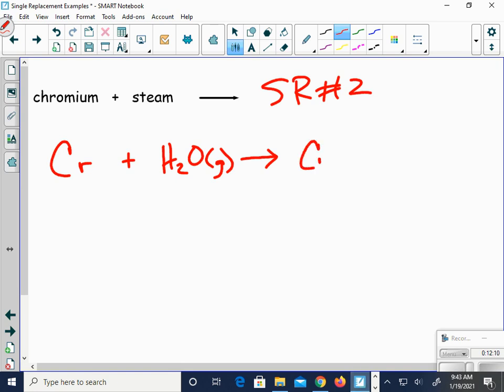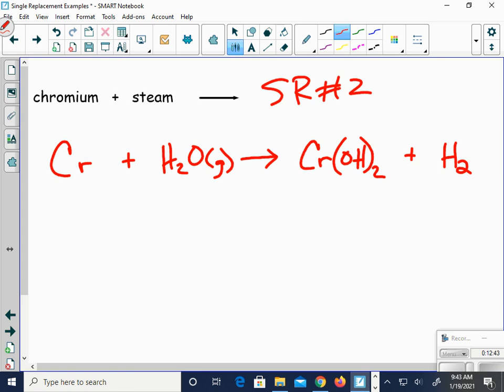So I'm going to put chromium 2 hydroxide. Remember, hydroxide's a -1. Chromium 2 hydroxide, and it's going to also give me hydrogen gas. Remember, though, that hydrogen is indeed a super 7. Hydrogen is indeed a super 7, so I need to have 2 hydrogens to go along with that.